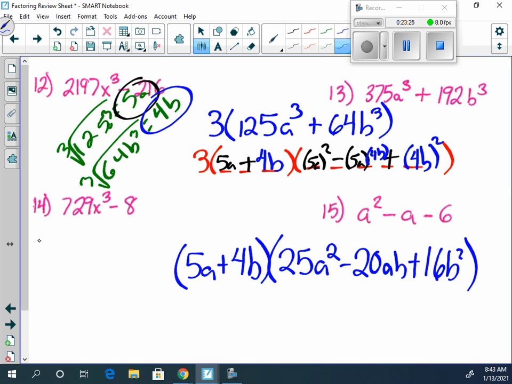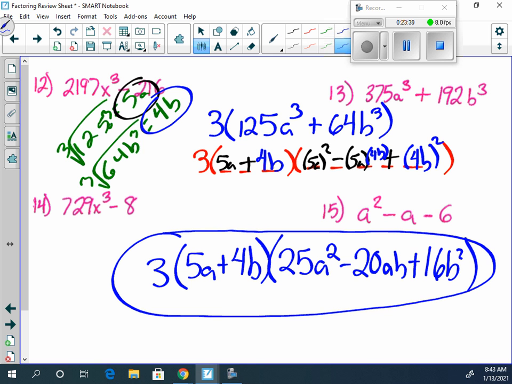If you put this here, I know I erased the 3. If you put this here as your final answer, you will lose points. You have to have that 3. If you pull out a greatest common factor and then continue factoring later on, it is part of your answer. I do attach points to having the greatest common factor if there is one. So make sure to factor that out.